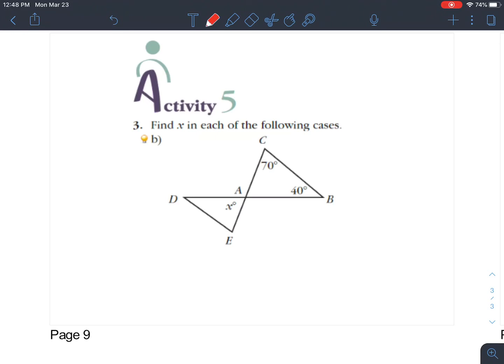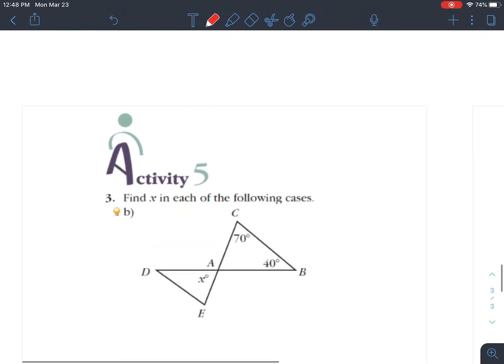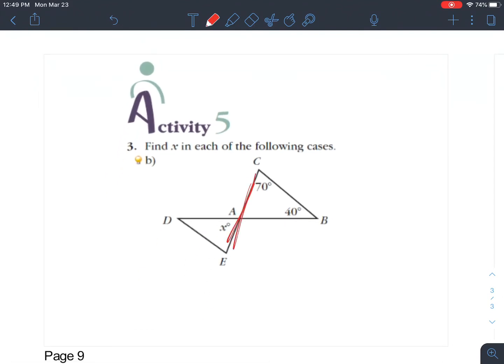Okay, now that you have done this, what I see is we've got this big x right here in the middle. And hopefully you remember that when you see a big X or maybe the V, that we have vertical angles. The X right here is going to be congruent to that angle that I just drew in right there. Now that we've done that, we can just focus on this triangle here because all three of those angles are supposed to add up to be 180 degrees.